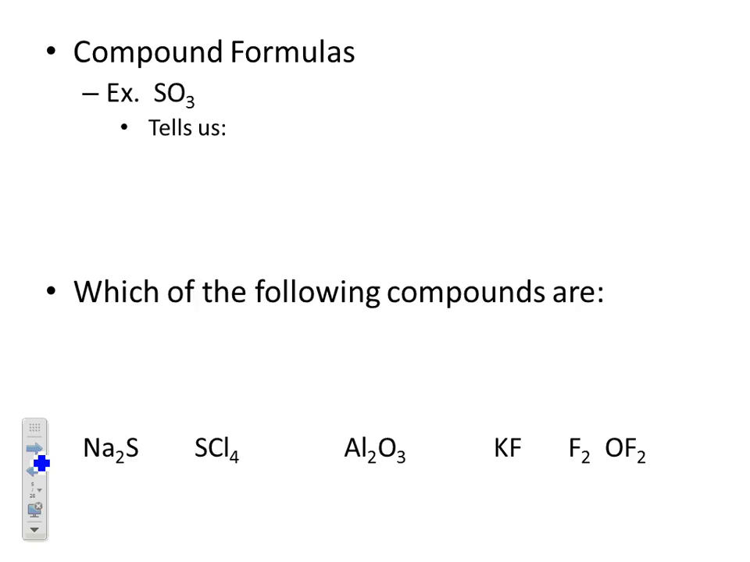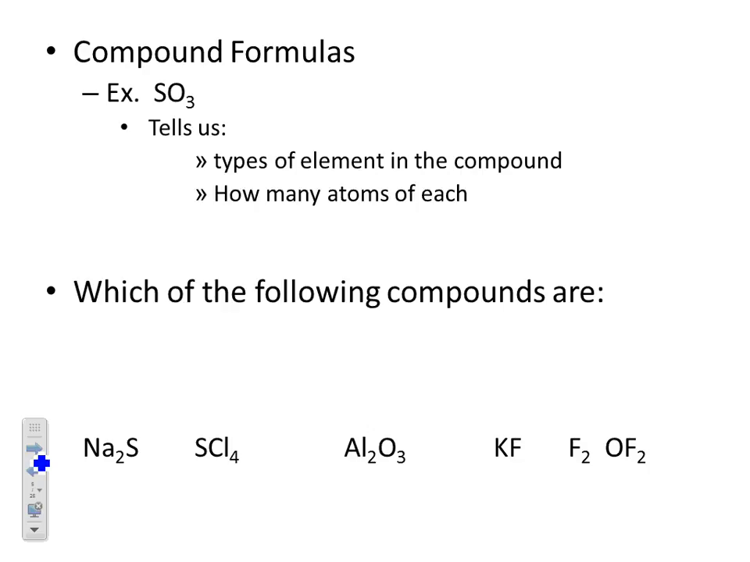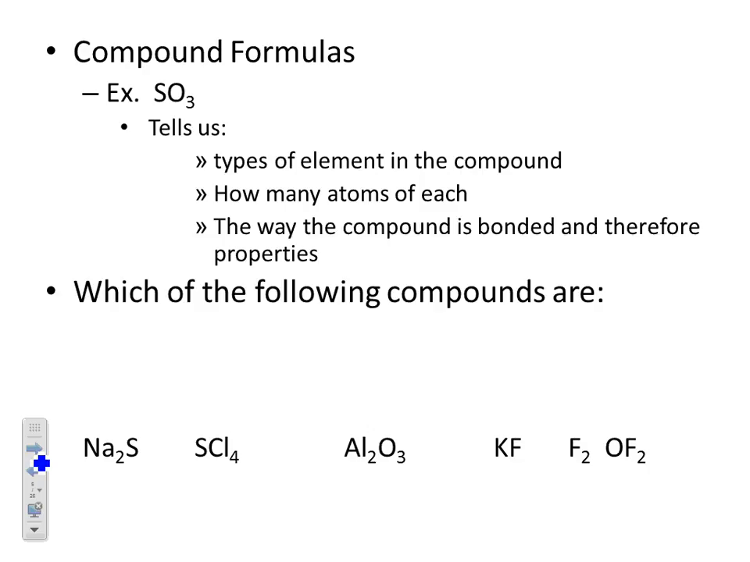Okay, so the compound formula tells us some things about the substance. SO3 tells us the types of elements that are in the compound. It tells us there's sulfur and there's oxygen. It also tells us the relative quantity of the two. When I say relative, that's comparative. There are 3 oxygen atoms for every 1 sulfur atom. And it also tells us the way the compound is bonded.